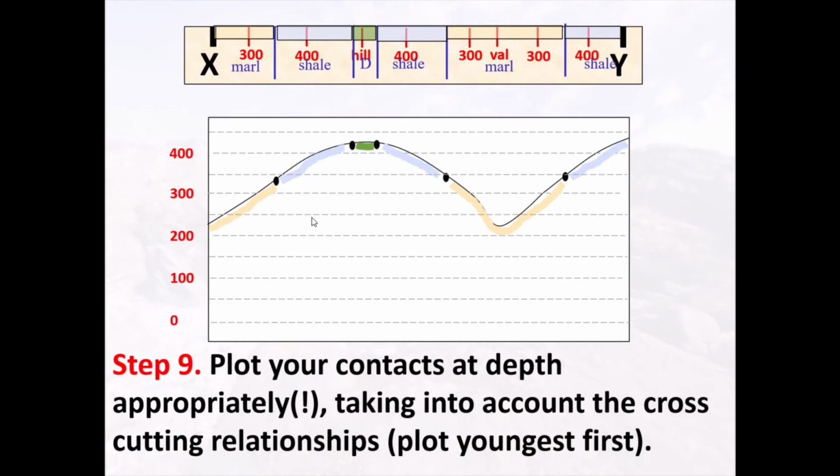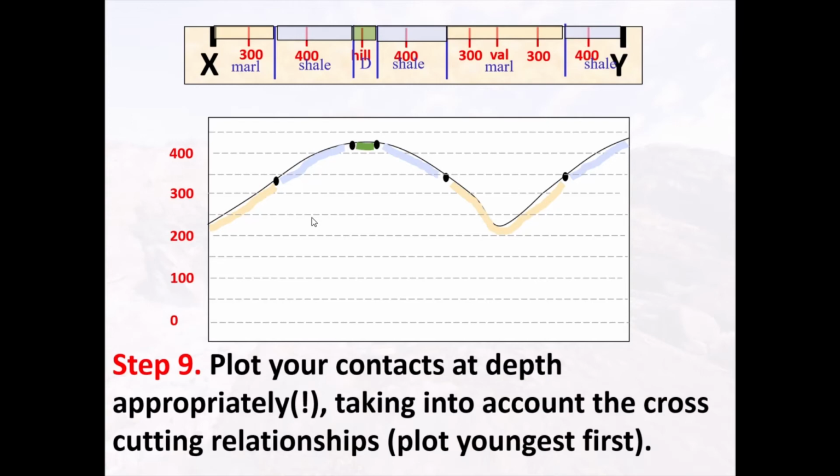Now, to save yourself having to rub a whole lot of stuff out, take a few minutes to think about what contacts are the youngest, or what features are the youngest, because they're the ones that you're going to want to plot first. If you think about it, all of the old stuff has been cross-cut by all of the young stuff. So if you draw all of the old stuff first, you're going to have to rub it out to take into account the young stuff as cross-cut it. So if you start with the younger stuff first, you save yourself all of that wasted effort.